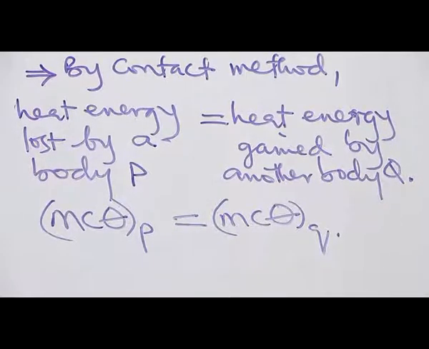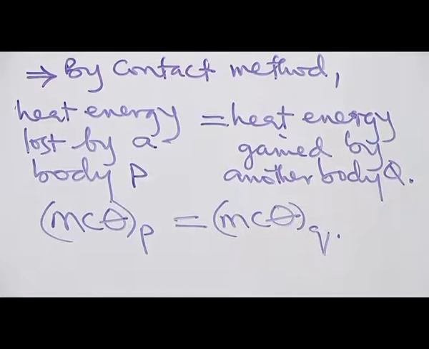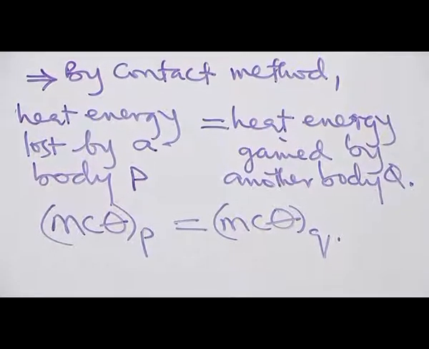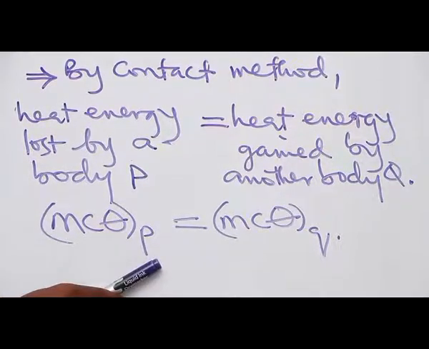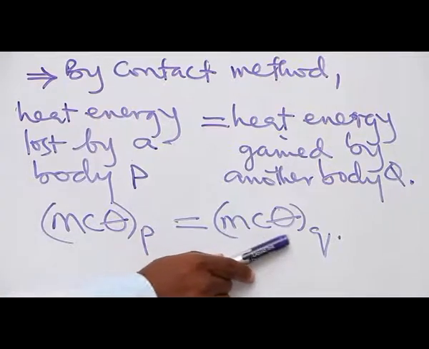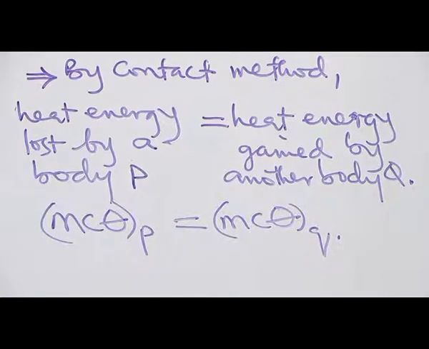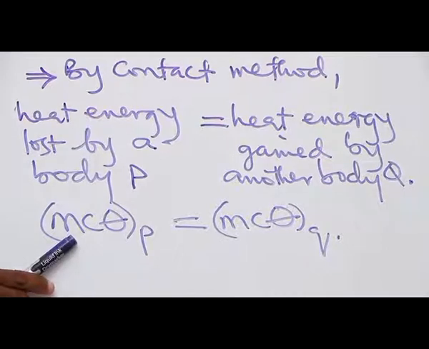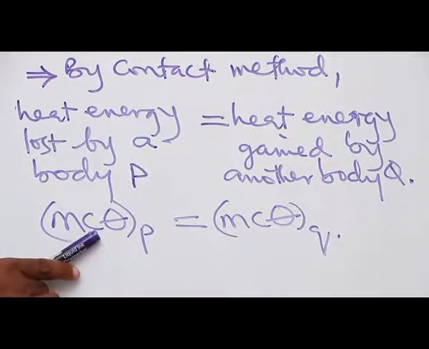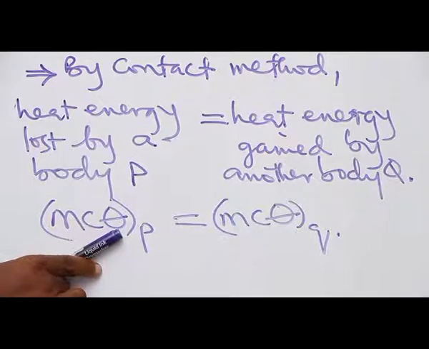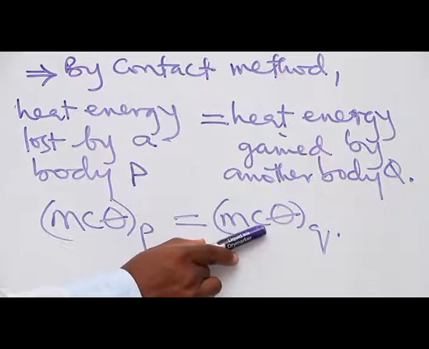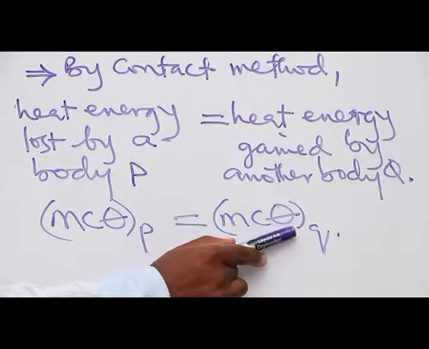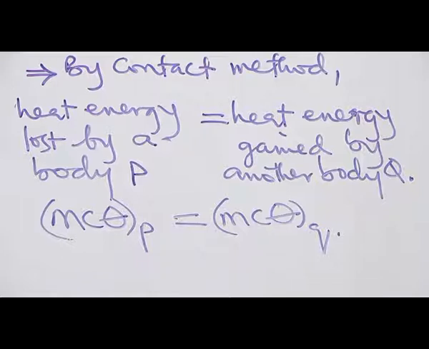Whether the body loses heat or gains heat, we make use of mc theta for determination of amount of heat energy gained or lost. Here we have mc theta for P, which loses heat, and here we have mc theta for Q, which gains heat. m here represents the mass of P, specific heat capacity of P, change in temperature of P. Whereas for heat gain, m here represents the mass of Q, specific heat capacity of body Q, and change in temperature of body Q.